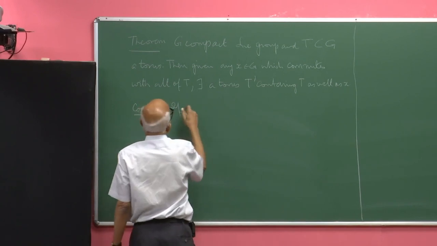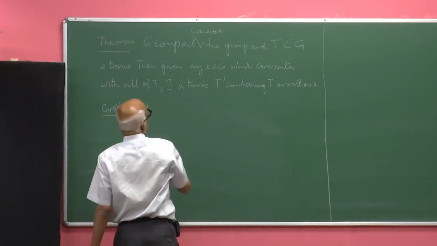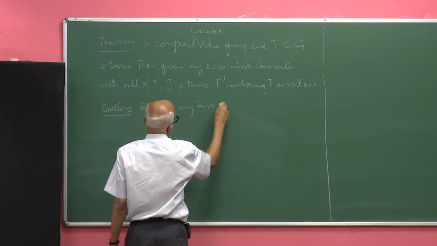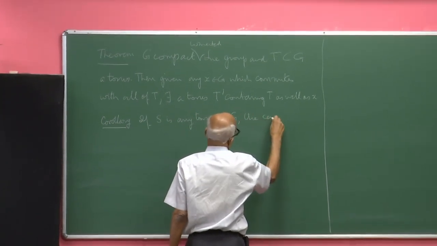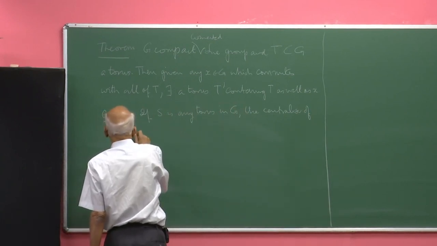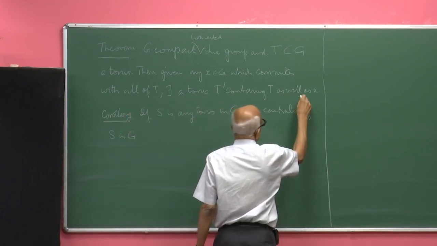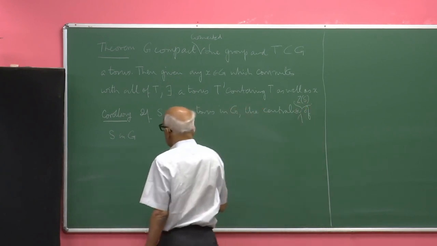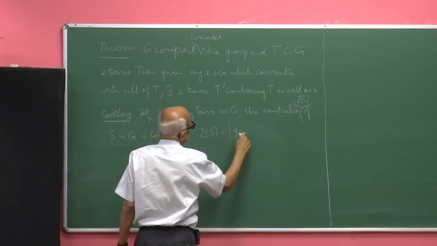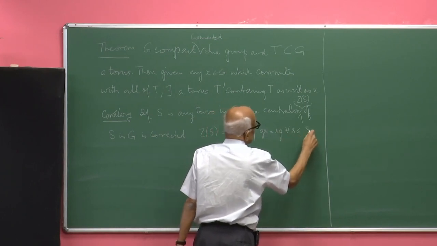It says the following. If G is compact connected, and if S is any torus in G, the centralizer of S in G is connected. Let me give it a name, ZS, the centralizer of S in G. ZS is the set of g in G, gs equal to sg for every s in S.